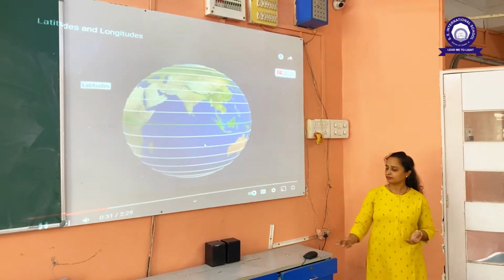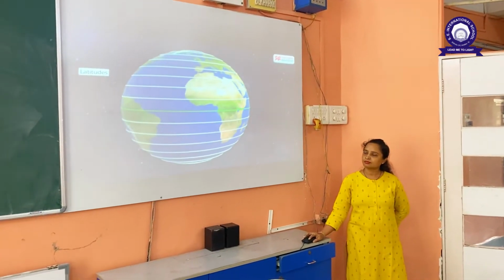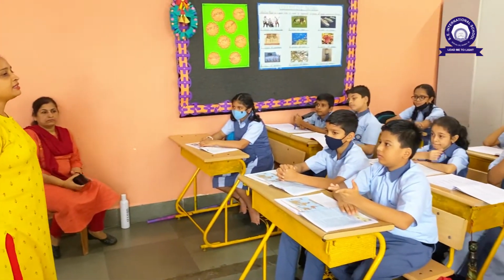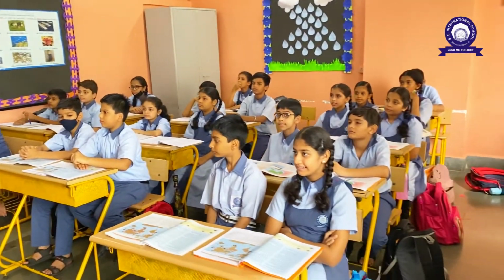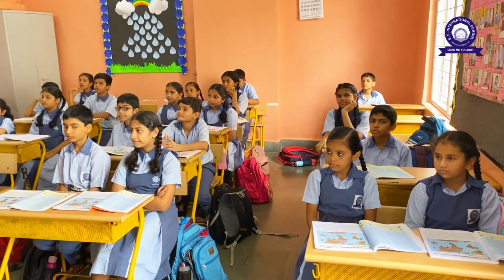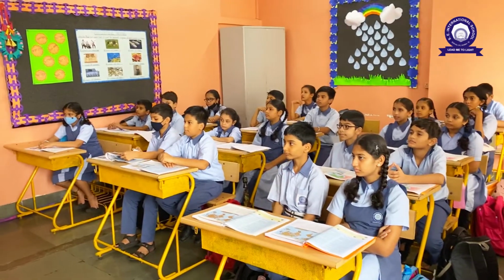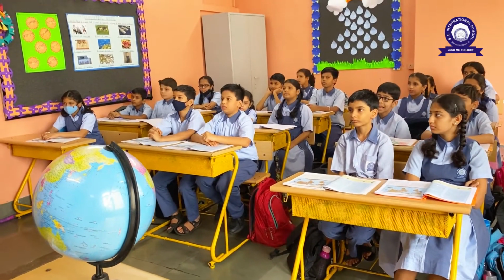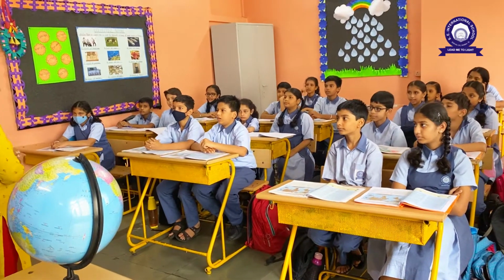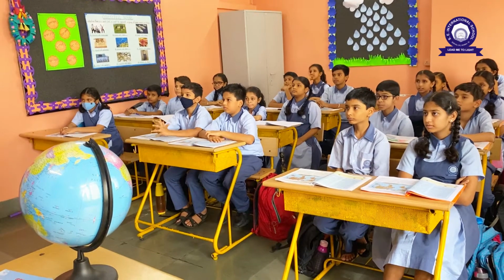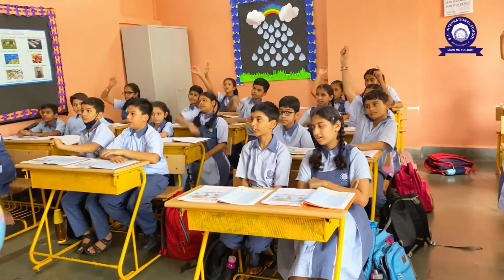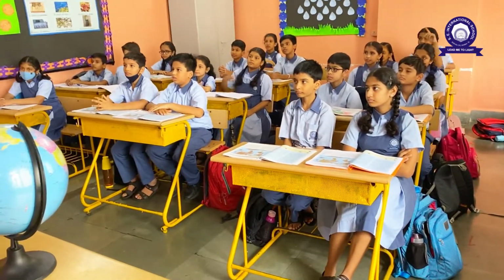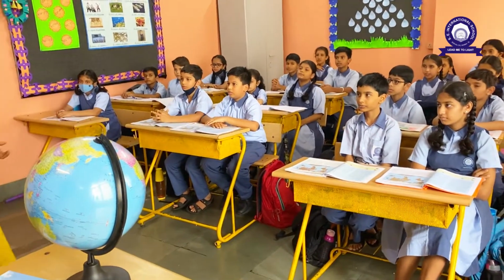Latitudes or parallels are imaginary lines drawn parallel to the equator. Now what are latitudes? Latitudes are parallel lines which are drawn from east to west. They are parallel to each other, they will never intersect each other. Are they real lines drawn on our Earth? No. They are imaginary lines. And this green line which you can see, what is this? This is the equator, which divides our Earth into two hemispheres, that is, the northern hemisphere and the southern hemisphere.